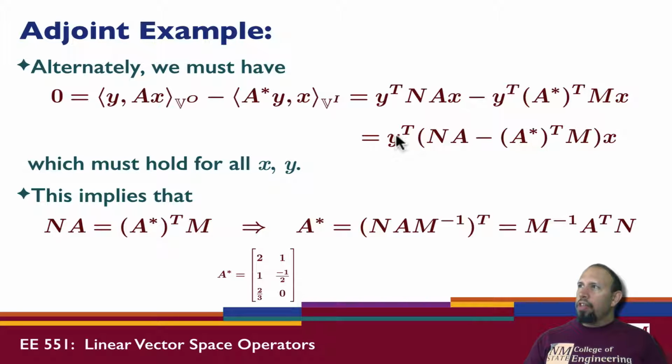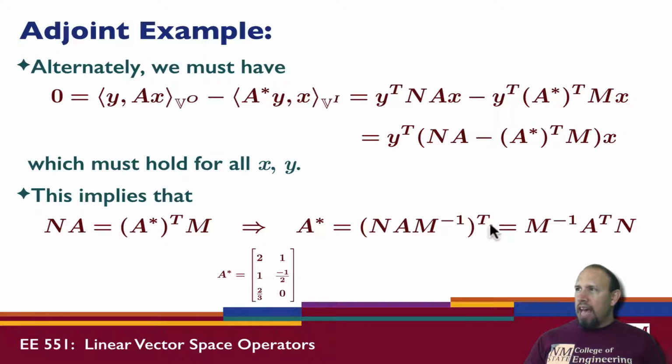So in order for this to be true for all X and Y, in particular, it means that this stuff on the inside must be equal to 0. This implies that this is equal to that. Okay, and now I can solve for A adjoint. I can first do that by multiplying through on the right by M inverse. Okay, and then that gives me this stuff, and then that would leave me A adjoint transpose.